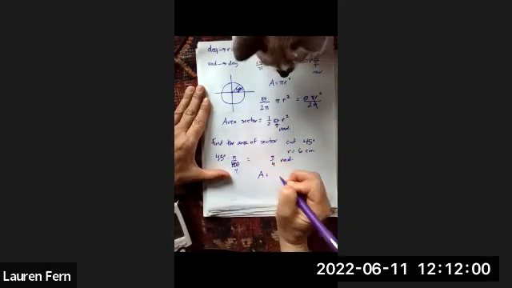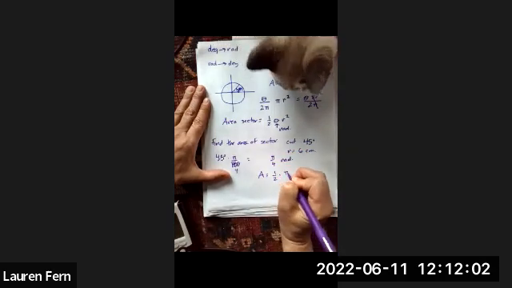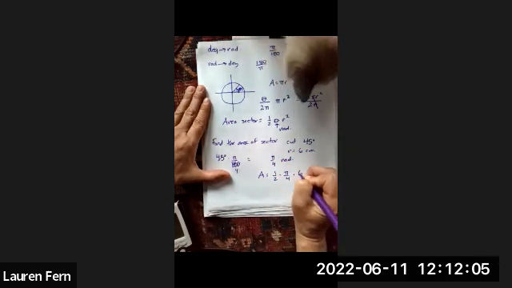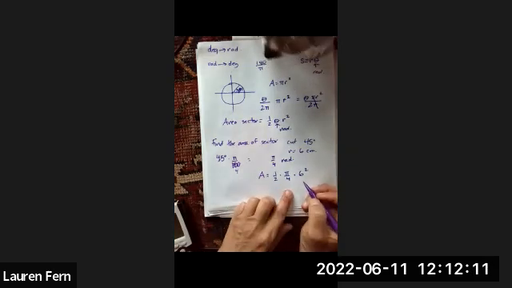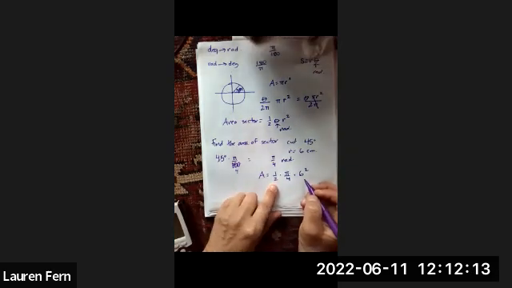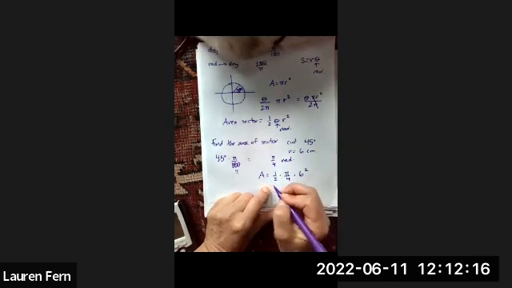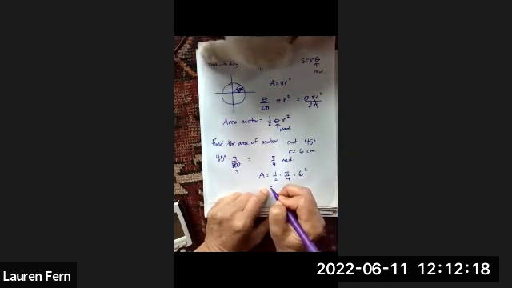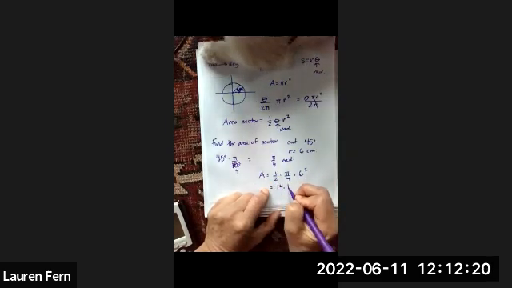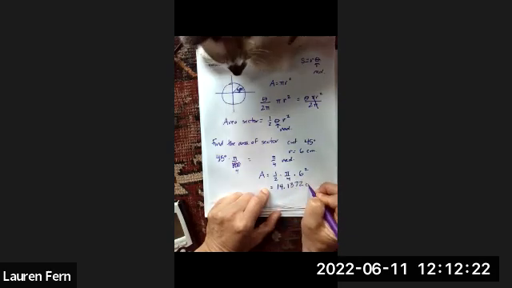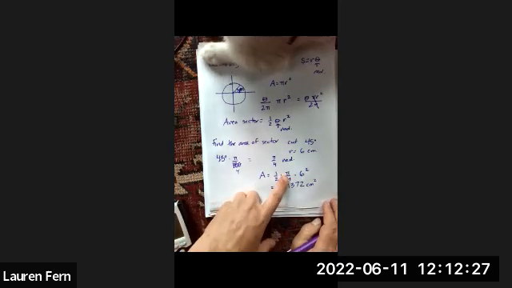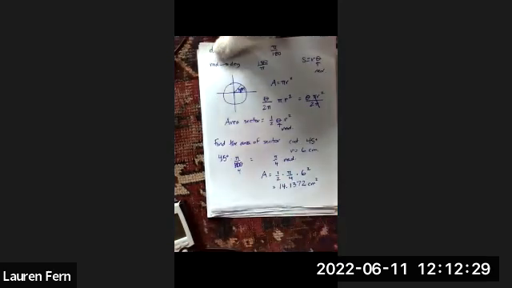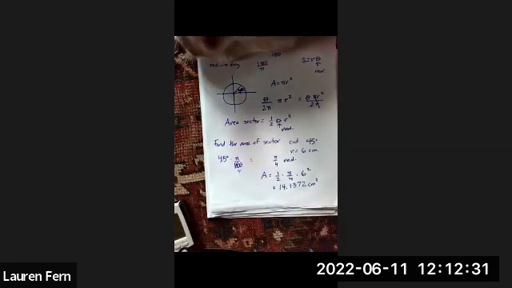So the area is 1/2 times pi over 4 times 6 squared. And if you do this computation, what you're going to see is that you're going to get about 14.1372 square centimeters. Okay, notice I used the estimate for pi in my calculations.